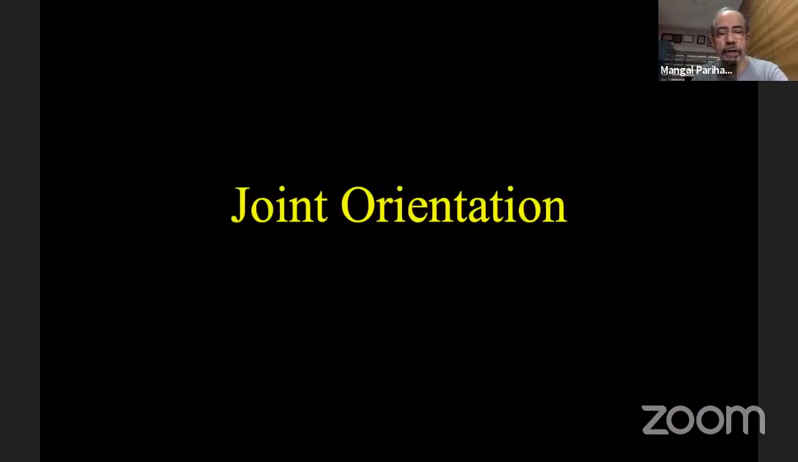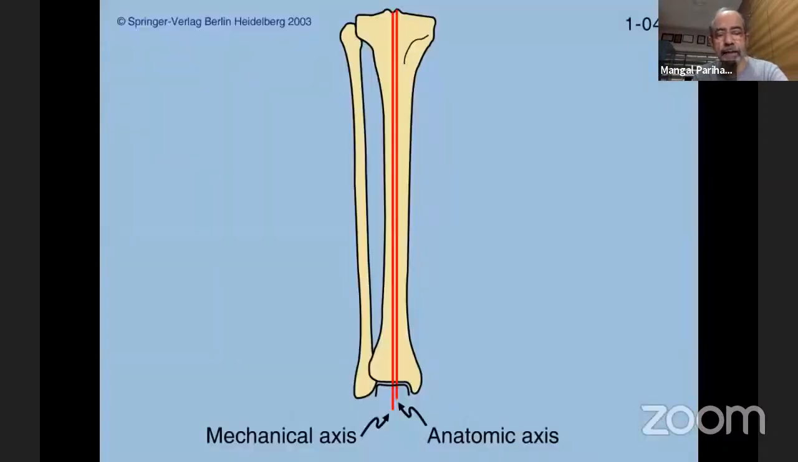So the joint orientation, as I said, in the tibia, it doesn't matter whether you're doing mechanical axis or anatomic axis, because essentially those two are parallel to each other. Only thing is the anatomic axis is about 5 millimeters medial.